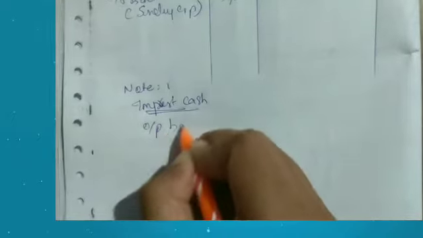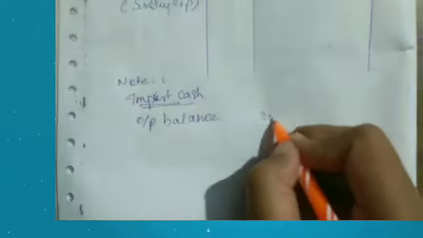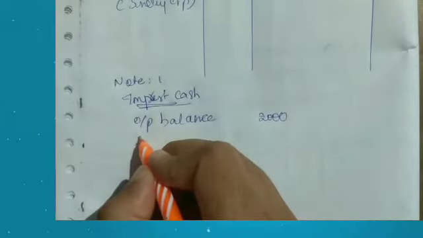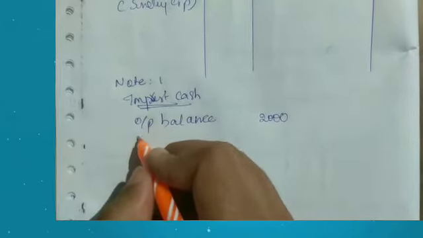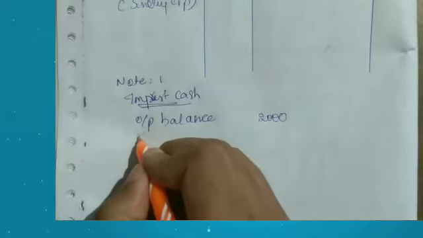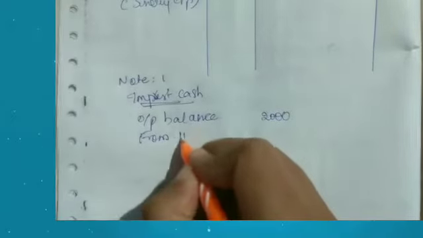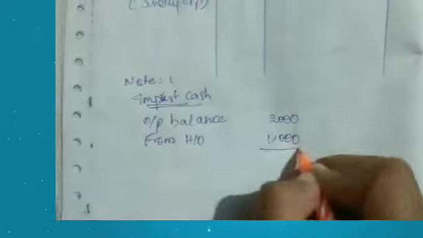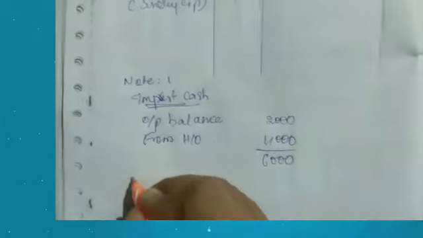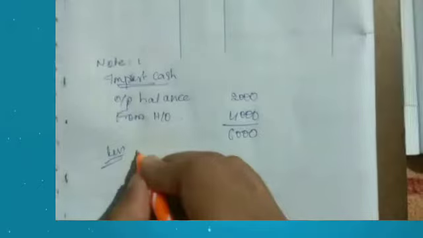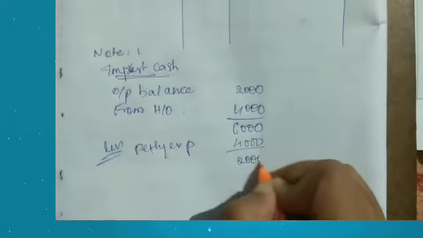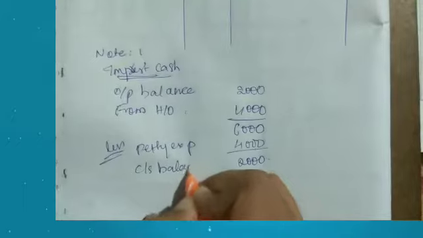So the opening balance is 2,000, and the head office has transferred some money to the branch to meet some expenses. So from HO you got 4,000 rupees for petty expenses, so total is 6,000 rupees. There are some petty cash expenses of 4,000 rupees, so deduct petty expenses 4,000 rupees. So 2,000 will be the closing balance. Write here 2,000.